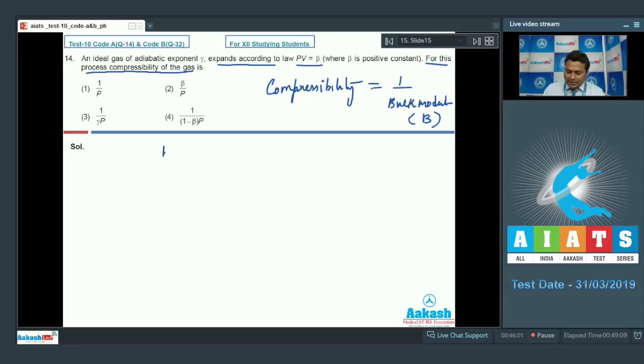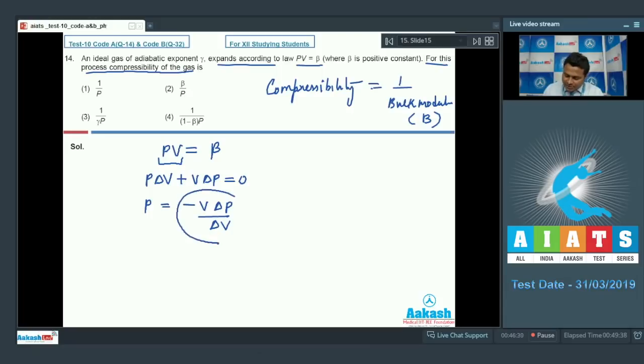Now, according to given equation, PV equals beta. Differentiating both sides, what we will get? Here, product rule will be applied. First into differentiation of second plus second into differentiation of first. Beta is a constant, so we get 0 here. Let us divide it by delta V both sides, we will get P equals minus of V delta P divided by delta V.